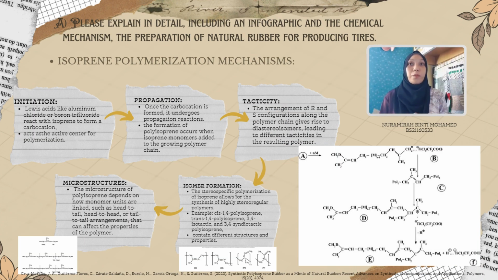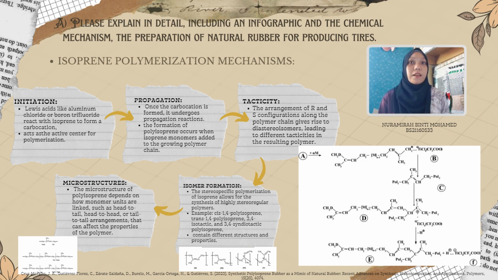To get deeper into the isoprene polymerization mechanism, there are 5 steps in this mechanism. The first one is initiation, propagation, tacticity, isomer formation, and also microstructure. To begin with initiation, a Lewis acid like aluminum chloride or boron trifluoride will react with isoprene to form a carbocation. This carbocation will act as the active center for polymerization. Next is the propagation, whereby when the carbocation is formed, it will undergo the propagation reaction, whereby this formation of polyisoprene occurs when isoprene monomer is added to the growing polymer chain.